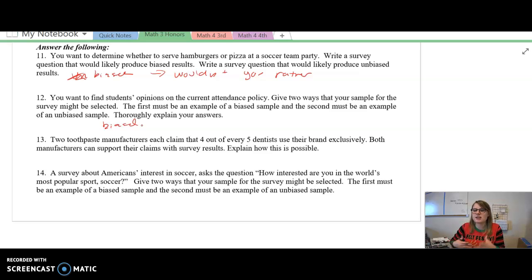Okay, so that's biased and unbiased. You want to see, how can I skew my results so that I get what I want, or how can I make it so it's a fair question to be asked. Alright, so those are the 2 things. We have our vocab, sampling methods, and then biased versus unbiased. So make sure you understand all that vocab.